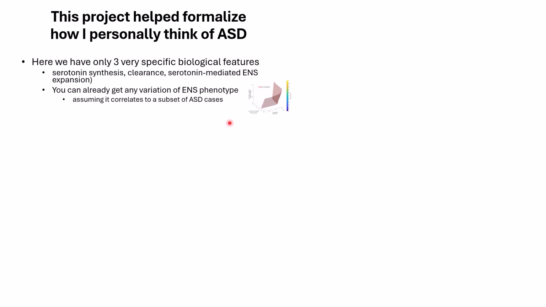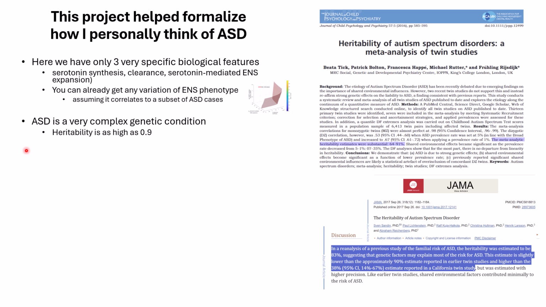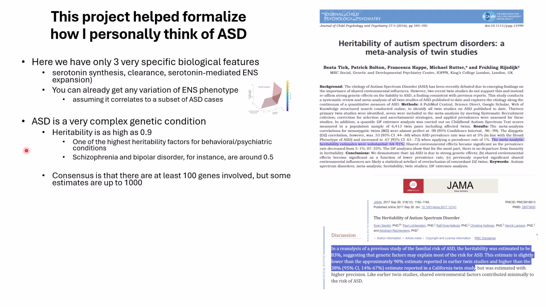But the idea is, with even only three things, you can basically mix and match them in any way you want. And ASD seems to actually be a very complex genetic condition. Heritability is as high as 0.9. It's enormous. It's one of the highest heritability factors for behavioral and psychiatric conditions. For example, just by contrast, we all know that schizophrenia and bipolar run in families, but for them, heritability is only about 0.5. So that was very interesting. And the consensus is that there are at least hundreds of genes involved, but some are estimating up to 1,000 genes involved in this.